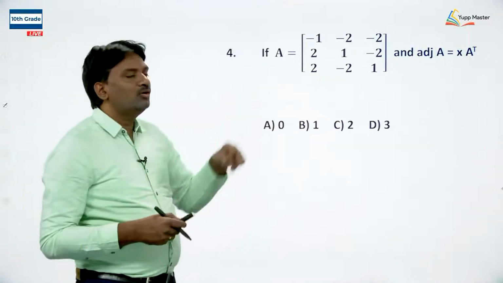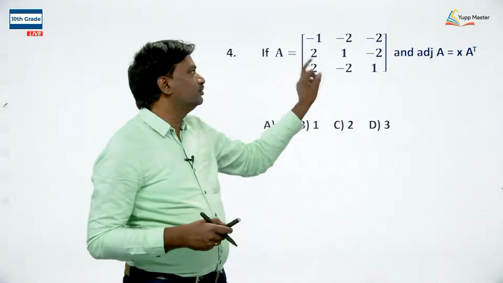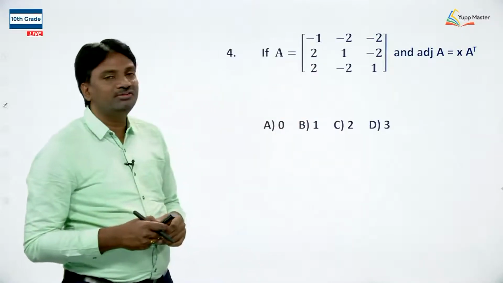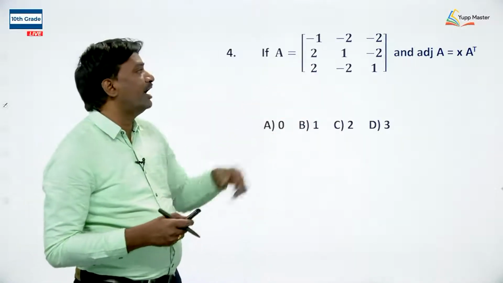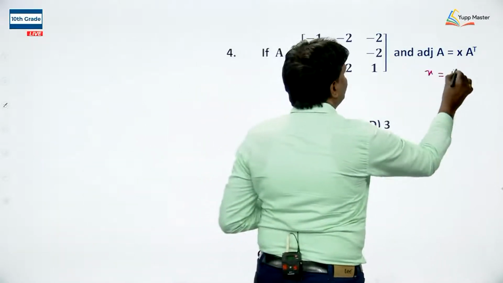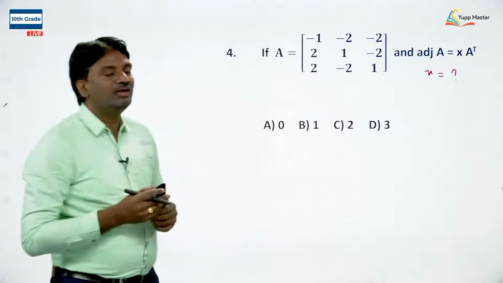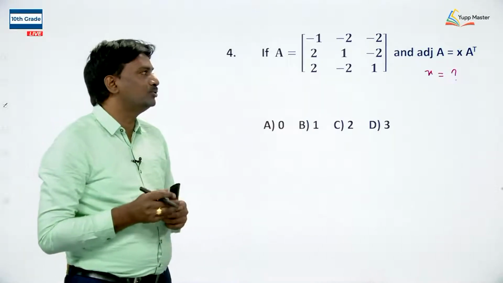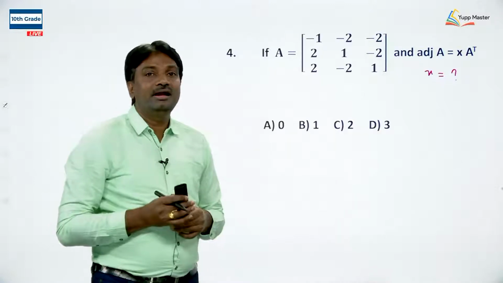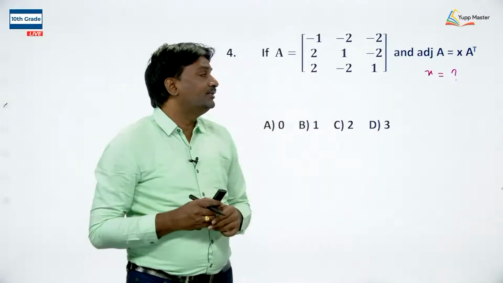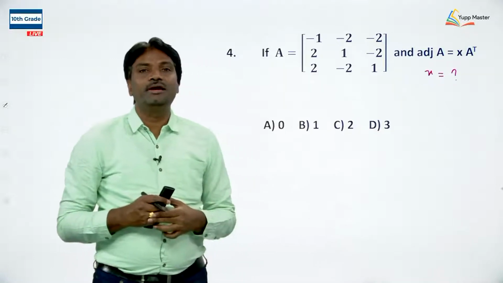So, here if A equal to minus 1 minus 2 minus 2, 2 1 minus 2, 2 minus 2 1, and adjoint A equal to x into A transpose, then you have to find the value of x. If A equal to minus 1 minus 2 minus 2, 2 1 minus 2, 2 minus 2 1, then find the adjoint, and then find the value of x when adjoint A equal to x into A transpose.